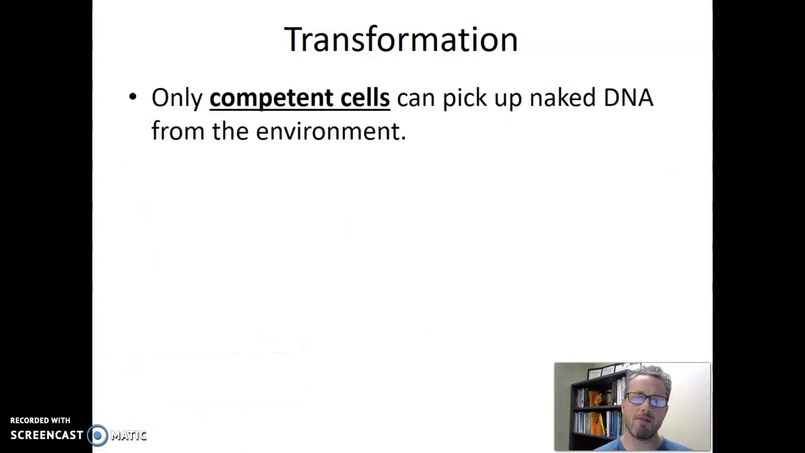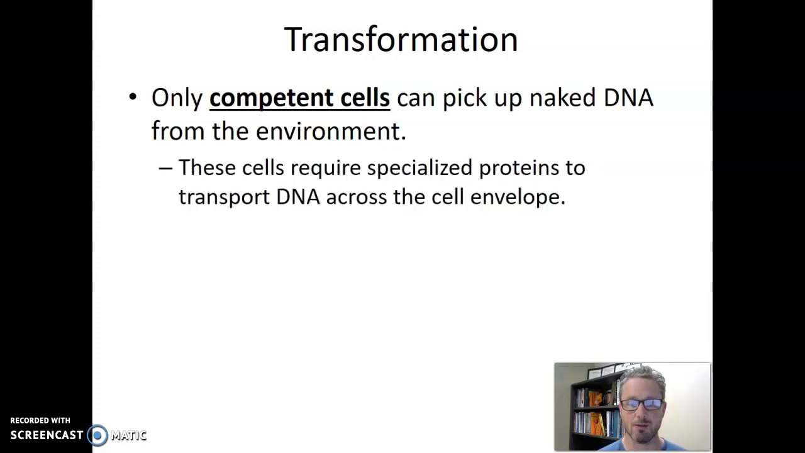So, one thing about the recipient cell, not all cells are capable of picking up naked DNA from the environment. And we have a special name for the cells that can pick up naked DNA from the environment. We call them competent cells. So only competent cells can pick up naked DNA from the environment. So you have to have a special characteristic to be able to do that.